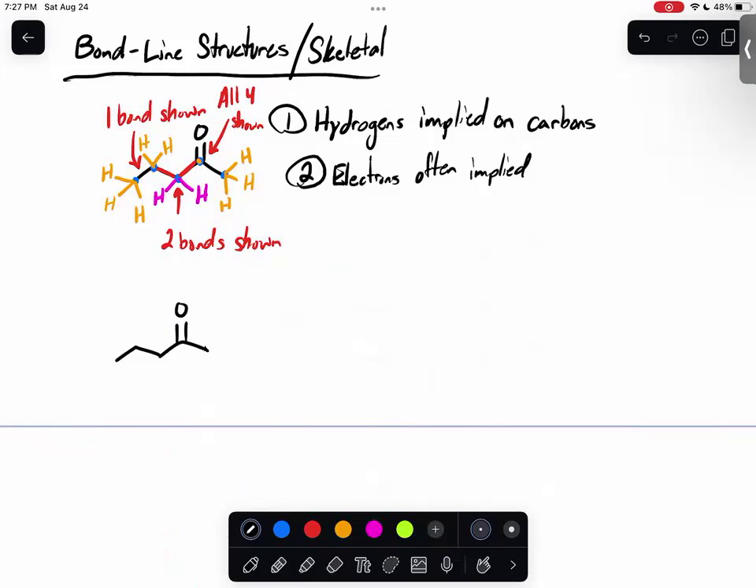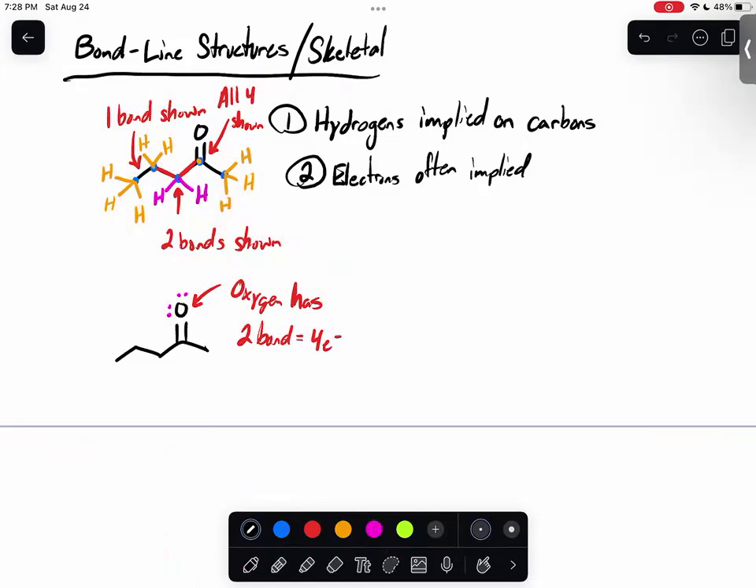the electrons are there. So this oxygen, as it stands, has two bonds, which of course is equal to four electrons. That means that there are four implied electrons on that oxygen, telling us that there are two lone pairs. All right, so that is another essential to these structures.